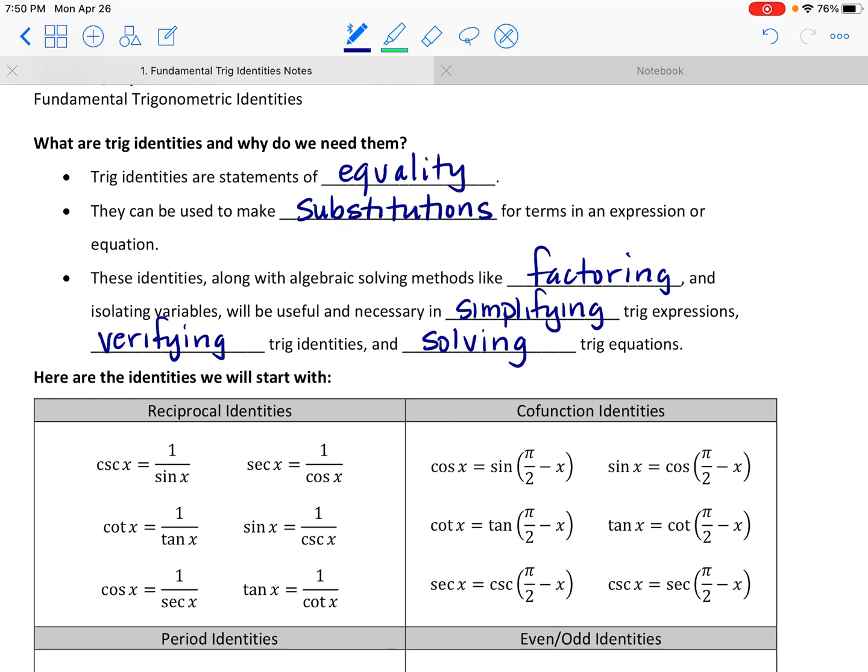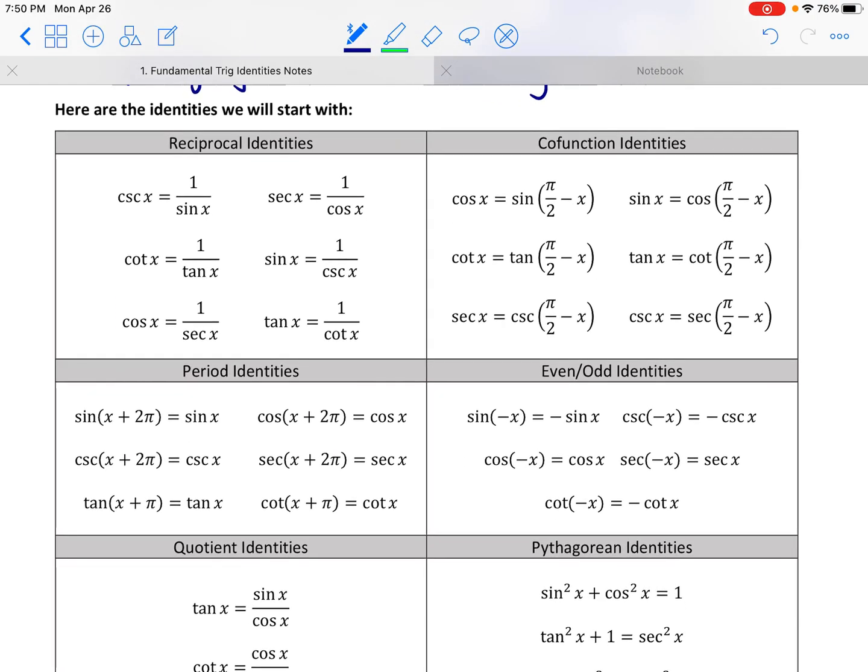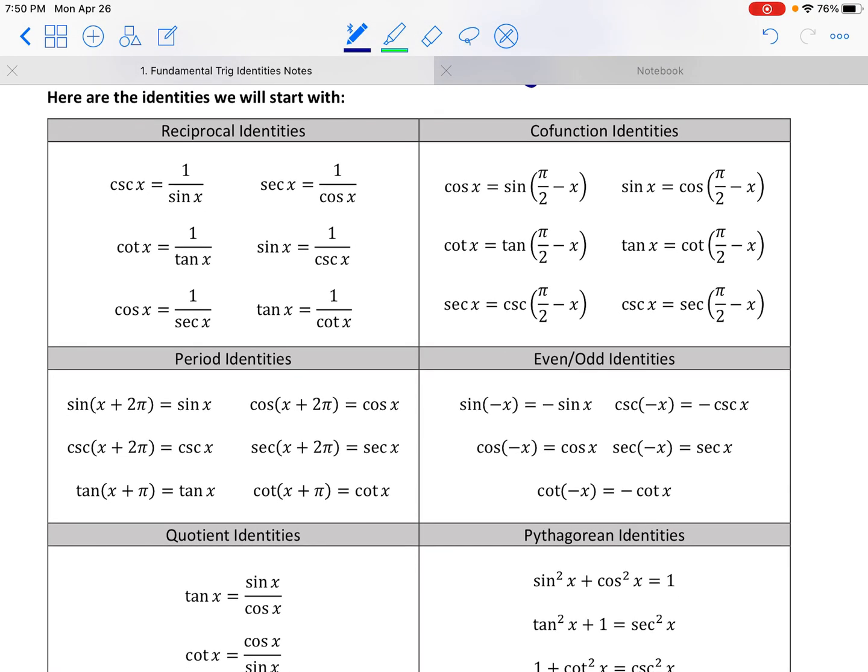Now the trig identities that we're going to start with are what we call the fundamental identities. Some of these we've talked about explicitly, some of them I've sort of alluded to but not actually put down formally, and a couple of them are going to be new, but hopefully all of them will make a little bit of sense.